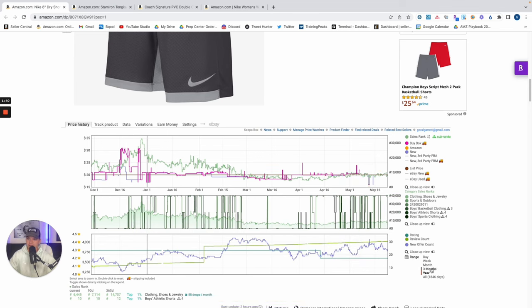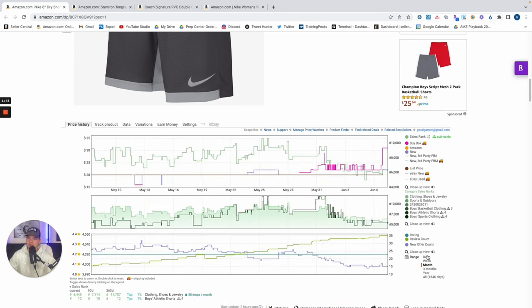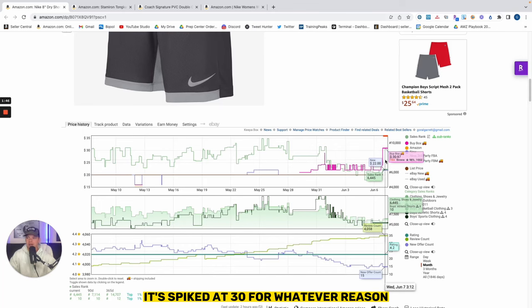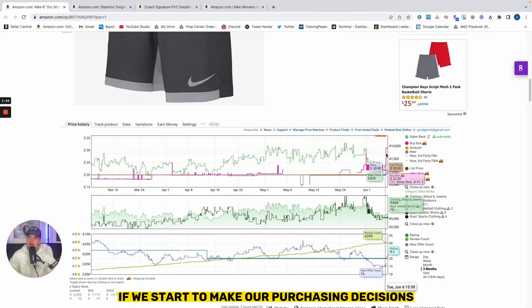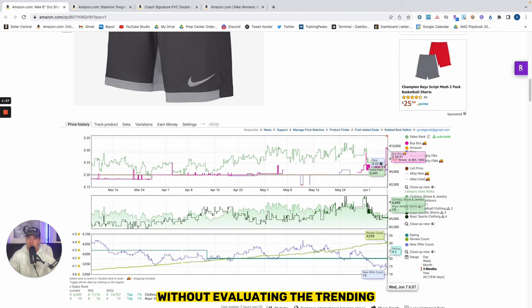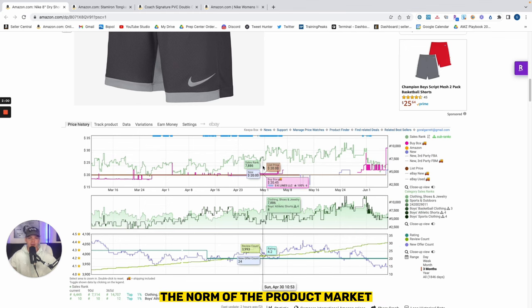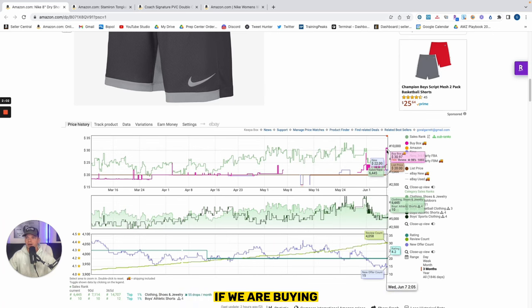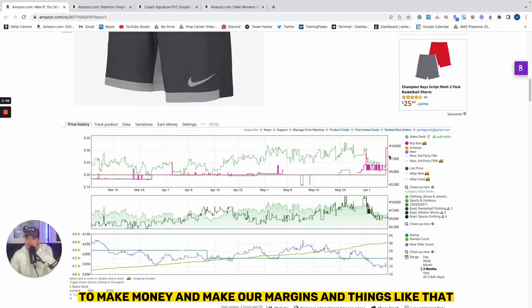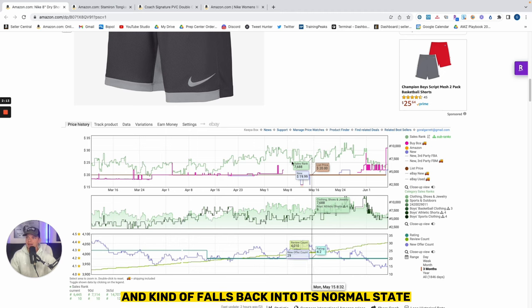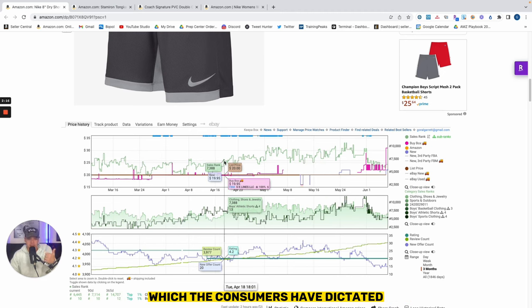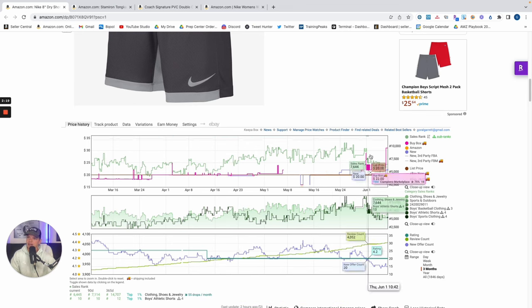However, currently, what is the product priced at? It's spiked at 30, for whatever reason, probably lack of sellers. Nonetheless, the buy box is now 31. And so the problem becomes if we start to make our purchasing decisions based on this spiked price without evaluating the trending, the norm of the product market. Oftentimes, if we are buying, expecting and needing a price point of 30 to make our margins, what happens is when inevitably the product restores and falls back into its normal state, which the consumers have dictated and the Amazon sellers have dictated, we're going to get cut, right?